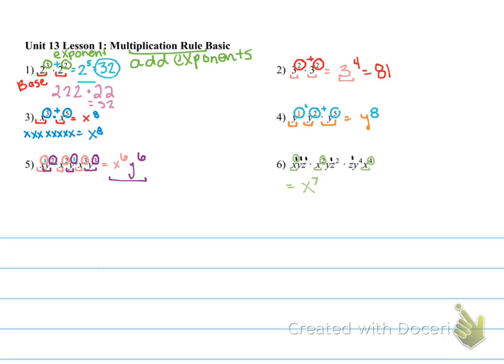Okay, but I'm not done because I have a y as well. So here's y, here's y, here's a y. So I got 1 plus 1 giving me 2 plus 4 giving me 6. So y to the 6th.